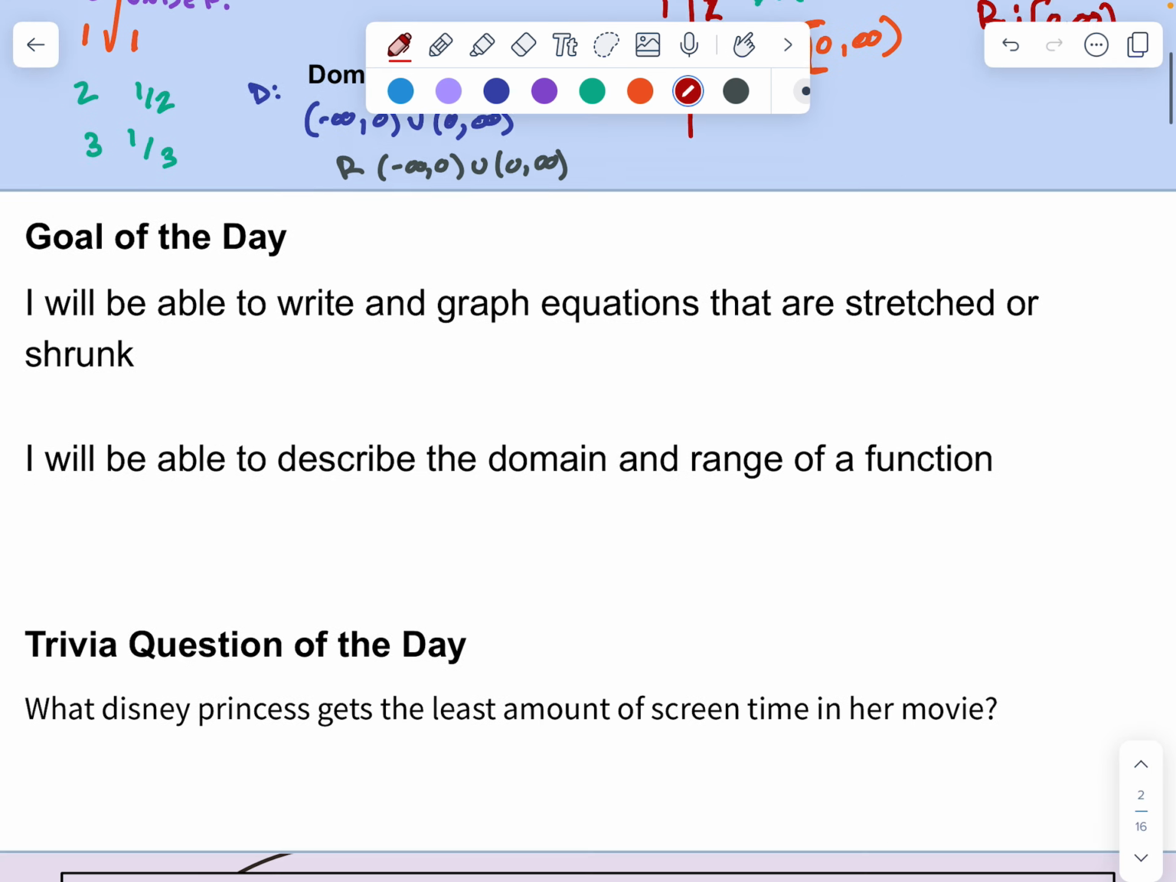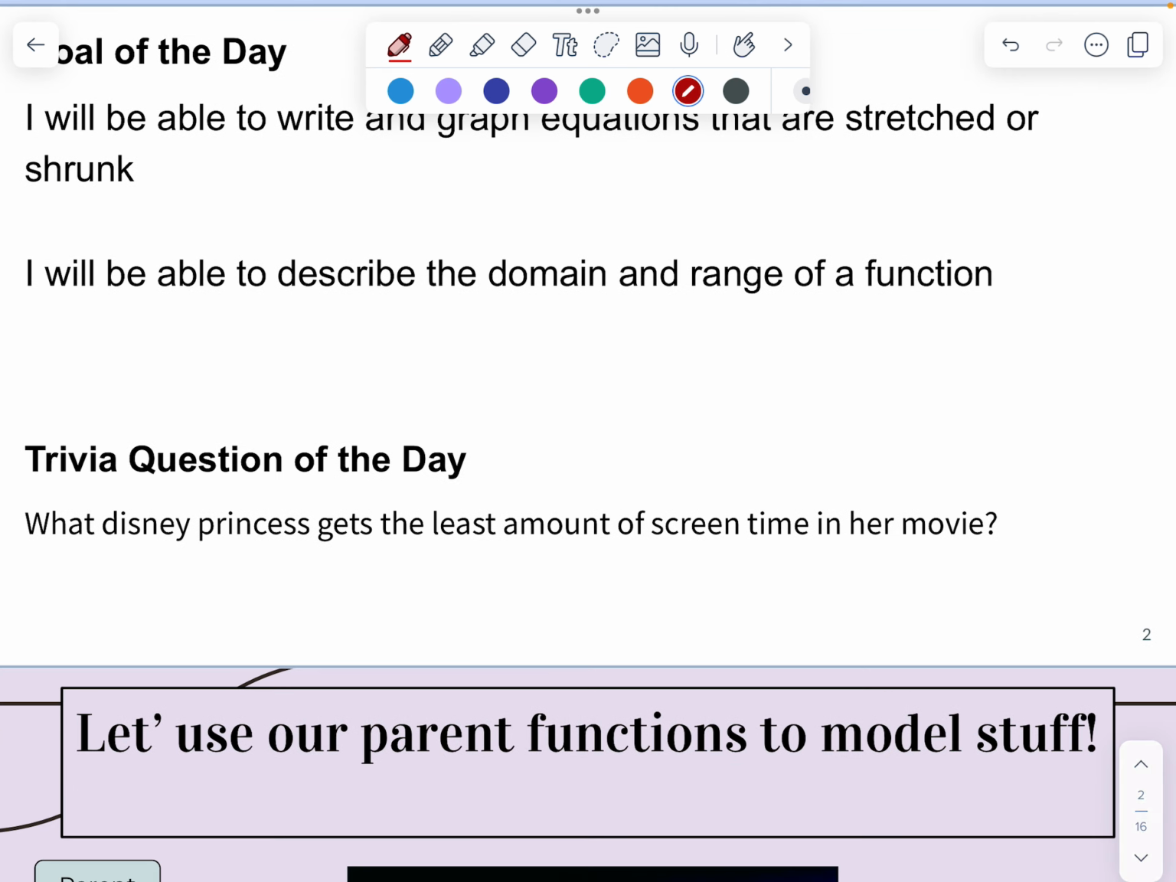We'll do our trivia question. You can again pause and make your own guess. What Disney princess gets the least amount of screen time in her movie?